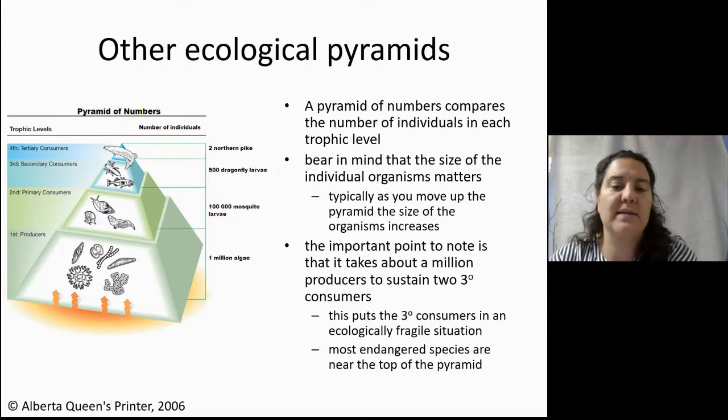In general, for this graph, it takes about 1 million producers to sustain 2 tertiary consumers. So it puts the tertiary consumers in a fragile situation, and most endangered species are near the top of the pyramid. And it takes a lot of that biomass to support all the way up.